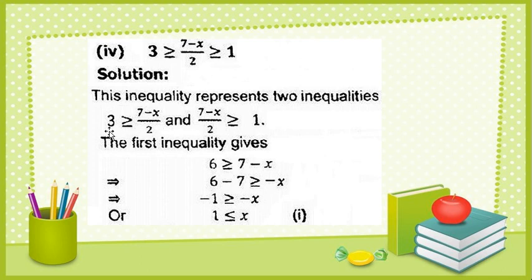So this 2 is multiplying with the 3. 2 3s are 6.